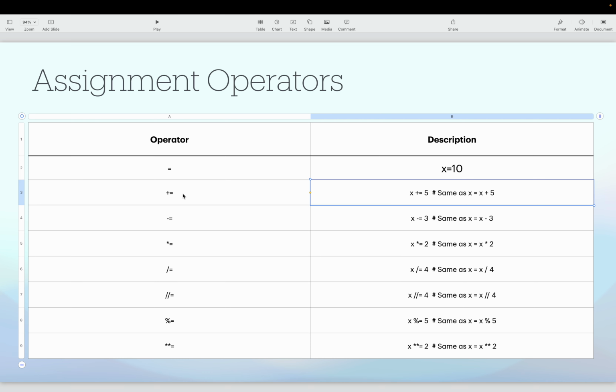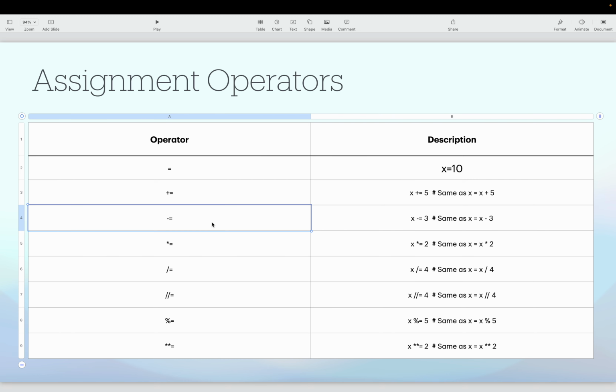For example, as you can see on the screen, we have plus equal to, which is nothing but x = x + 5. If we write x += 5, it means x = x + 5. In the same way, all the other operators also work. For example, minus equal to: if we write x -= 3, it means x = x - 3.